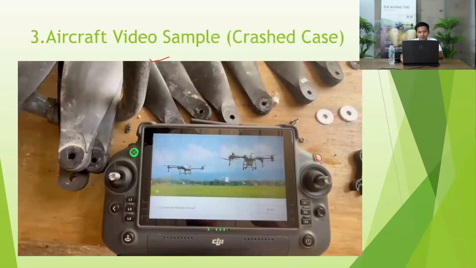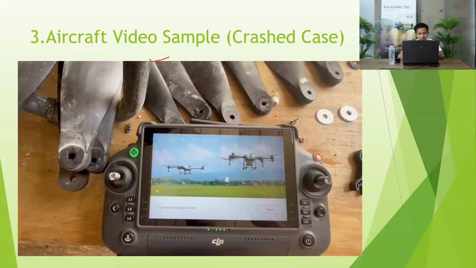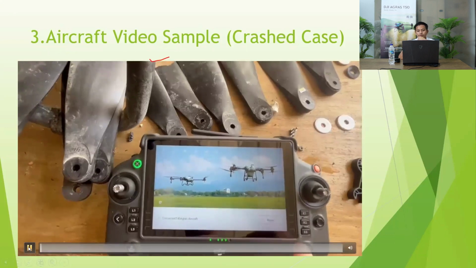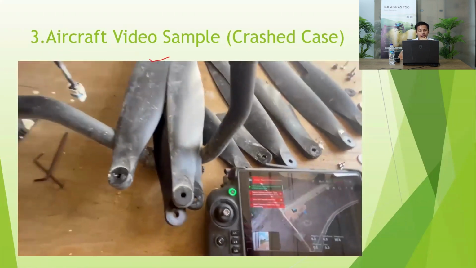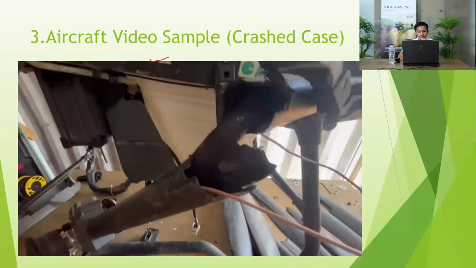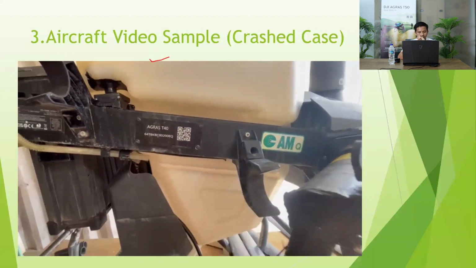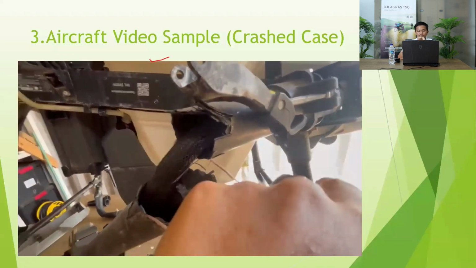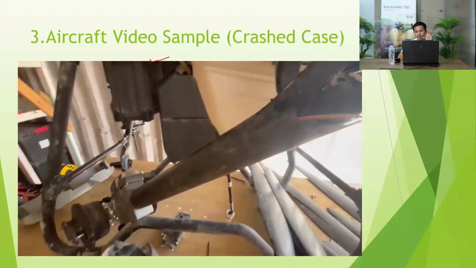Like this list. So for the aircraft video sample, for the crash case, you may also have to provide the video. So first you have to turn on the connect and you have to show. Okay, so how I show you. You just click big key and show all the warnings clearly and show the aircraft condition. So well damaged, show the serial number for 30 seconds and then show which parts are damaged.